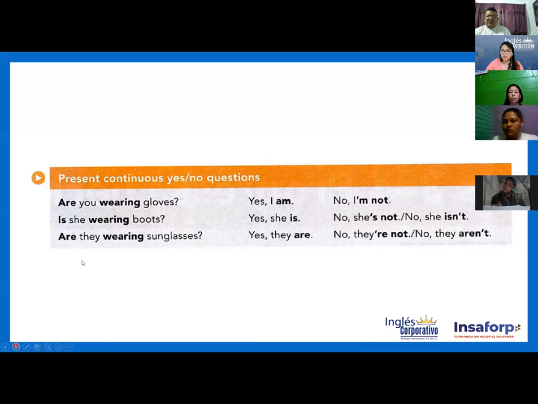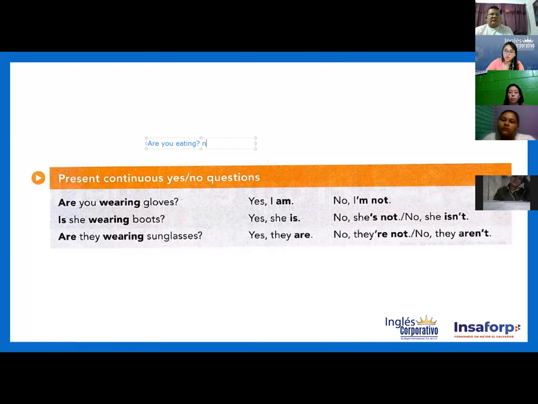Okay, let's go with the questions. ¿Cómo hacemos las preguntas? Well, para hacer the question, simplemente cambiamos el orden del verbo to be. Lo vamos a poner al principio de la oración. Siempre que lo ponemos al principio, estamos preguntando una yes o no question. Solo queremos saber un sí o un no. Por ejemplo, are you eating? ¿Estás comiendo? And the answer, y la respuesta es un sí o un no, right? Okay, are you eating? ¿Estás comiendo?